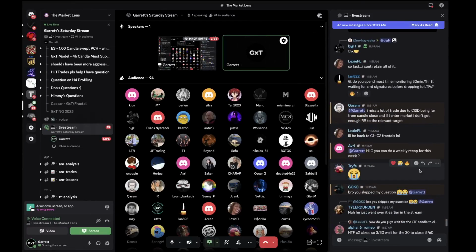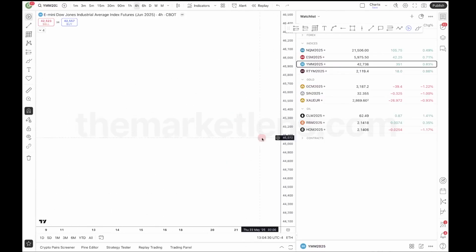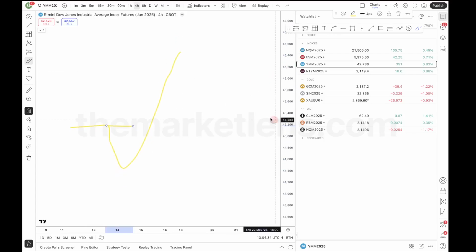I miss a lot of trades due to the CSD being far from candle close, and if I enter at market, I don't get enough RR. Oh, I see. There's a couple different things you can do. So let's say this is your CSD like this. I know what you're talking about. Maybe there's a fair value gap here. You could enter on the fair value gap, because the reversal is already confirmed.